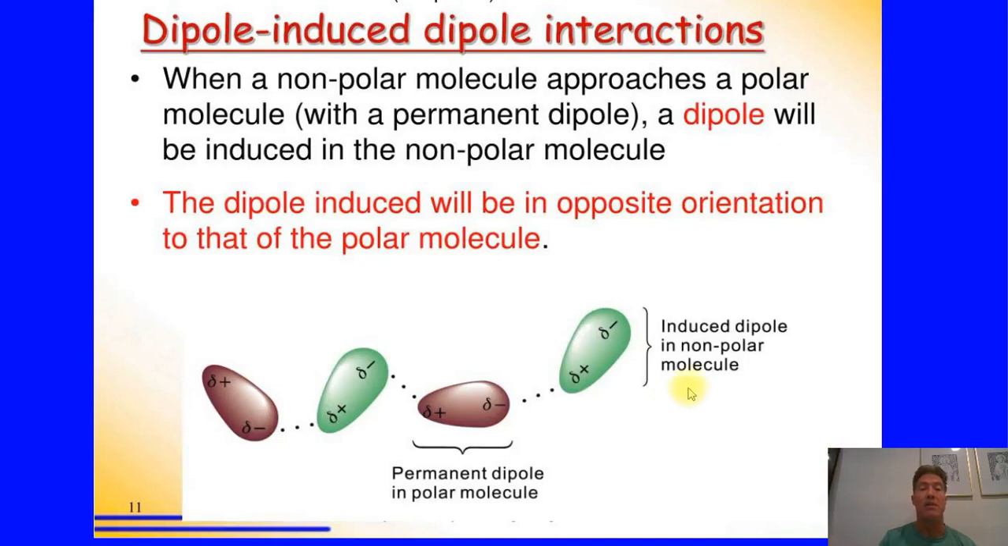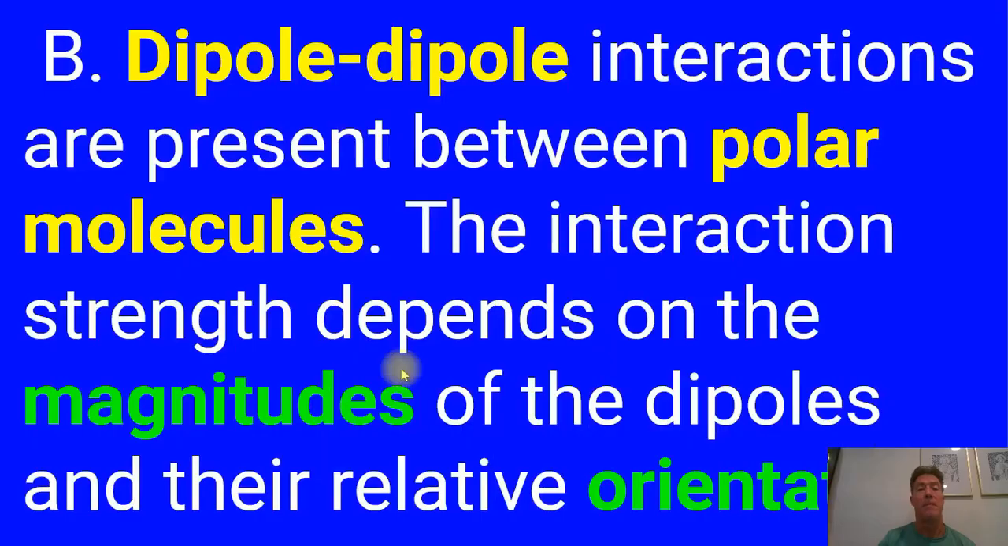So here is an example of a dipole-induced dipole interaction. Here is the permanent dipole in this polar molecule, and it's going to induce a dipole in the opposite orientation in the nonpolar molecule. So this negative side of the polar molecule is going to induce a positive charge here and a negative here, and vice versa here. The positive side is going to induce a negative charge and a positive. So these permanent dipoles will create temporary induced dipoles in their nonpolar counterparts.